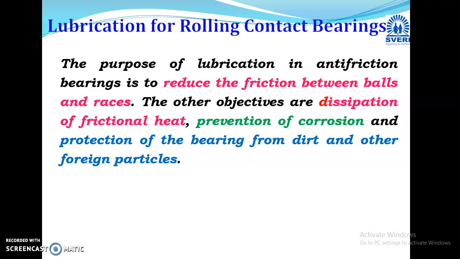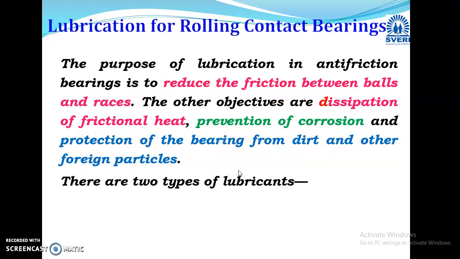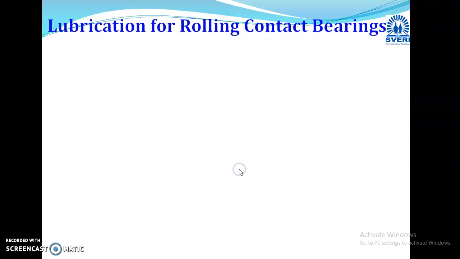Now friends, let us discuss some of the lubrication in the anti-friction bearing. The purpose of lubrication in anti-friction bearings is to reduce the friction between balls and races. Apart from this, the other objectives are dissipation of frictional heat, prevention of corrosion and protection of the bearing from dirt and other foreign particles. So these are some of the functions or purposes of lubrication. There are mainly two types of lubricants, oil and grease.